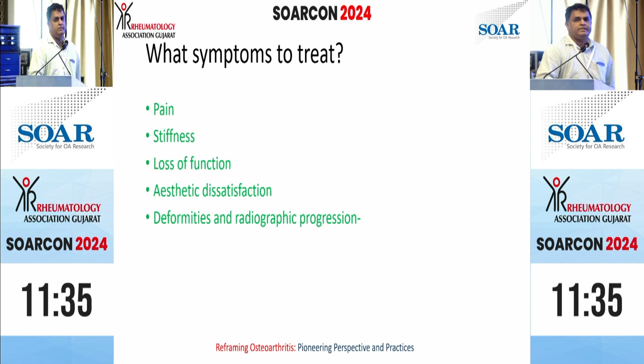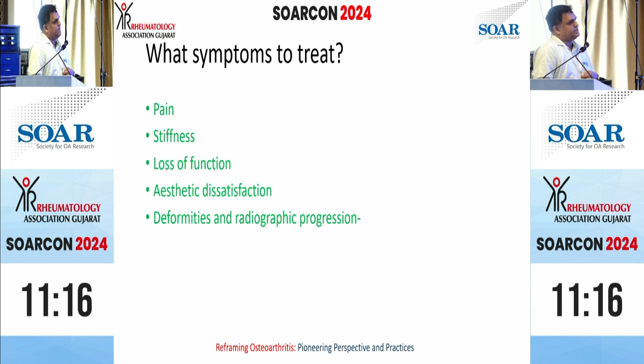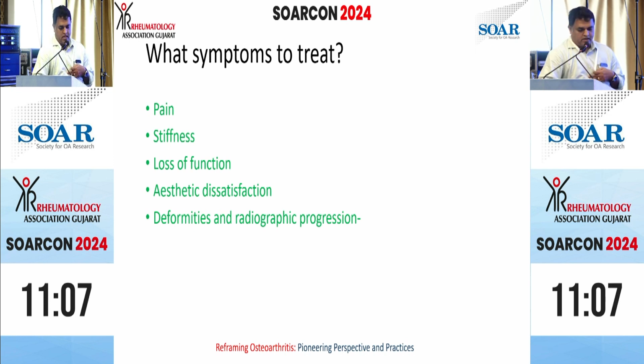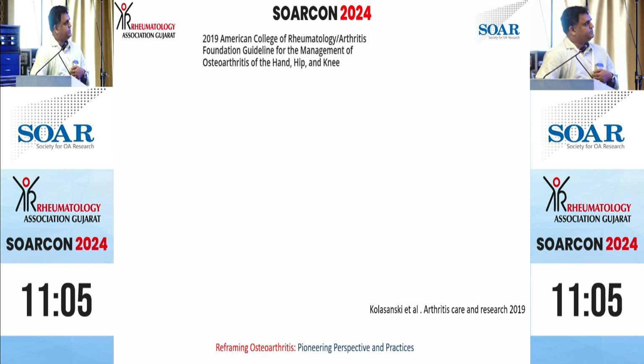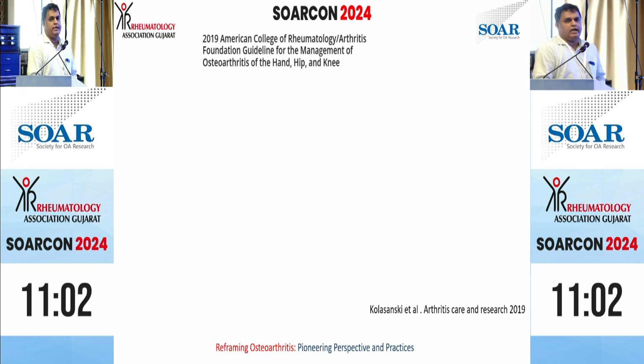So what are the symptoms that we target when we are dealing with hand osteoarthritis? Patients can have pain, stiffness, and loss of function, and many of these patients actually come to us because they have aesthetic dissatisfaction. They have swelling in the PIPs, especially the younger patients. They are very concerned about the swellings and what would be the outcome of these swellings. And then we can always aim to treat deformities and radiographic progression once we have appropriate drugs for that. So how do we treat hand osteoarthritis?